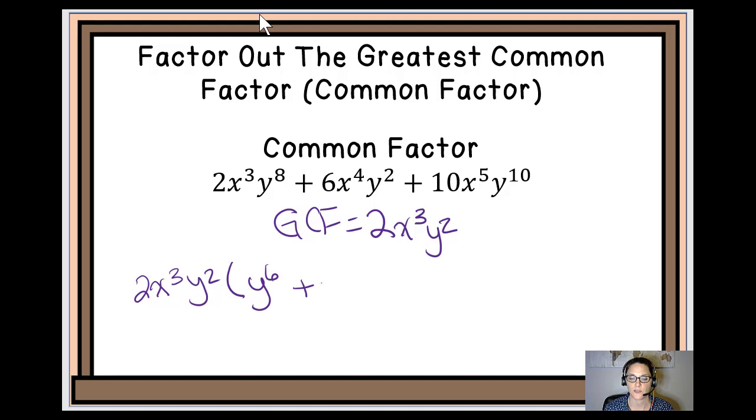Next, we're going to look at our second term. So 6 divided by 2 is 3. x to the exponent 4 divided by x cubed is just x. y squared divided by y squared is just 1, so I don't need to write the 1.